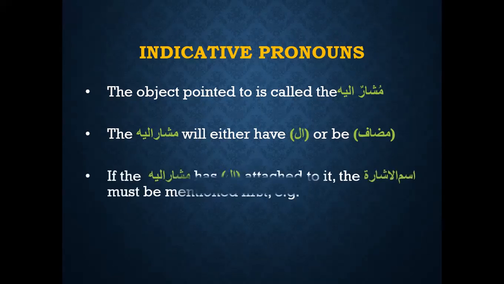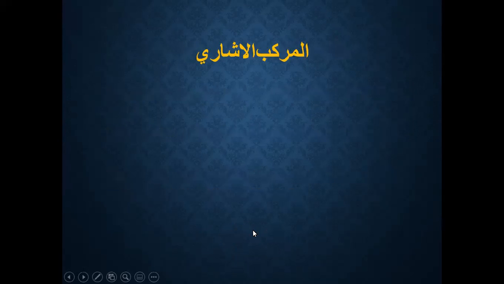For example, هذا الكتاب, ذلك الكتاب لا ريب فيه, تلك الرسل, أولئك الذين. So this is with al. Anything with ma'rifa, with al on it, would come after ism ishara. Ism ishara is hada. Al-kitab is musharun ilayh. So musharun ilayh, the one you're hinting towards, comes after ism ishara if it has al on it.